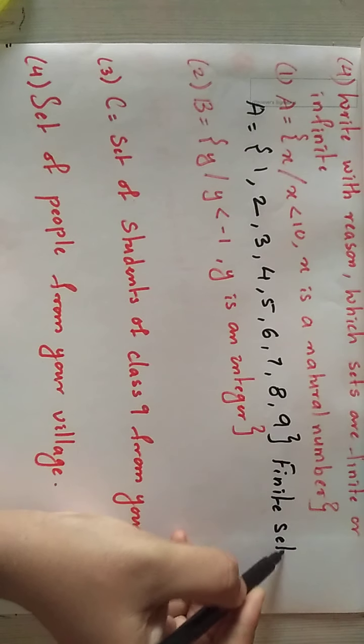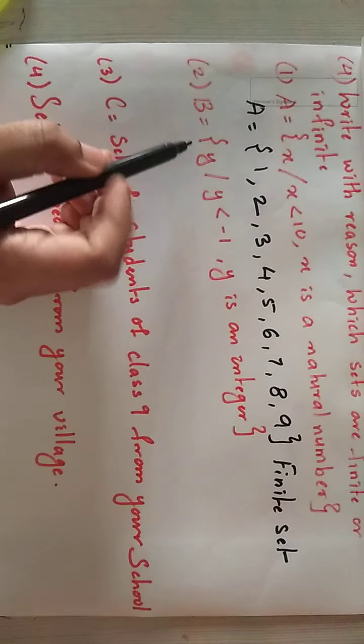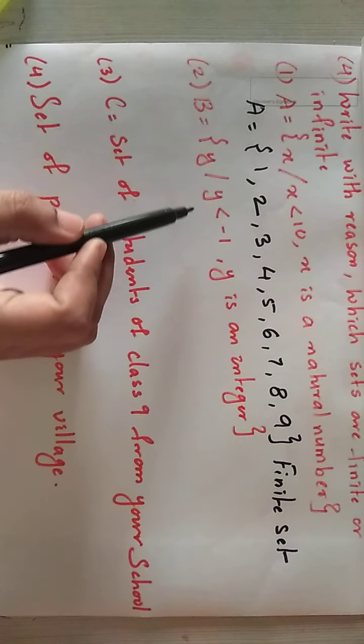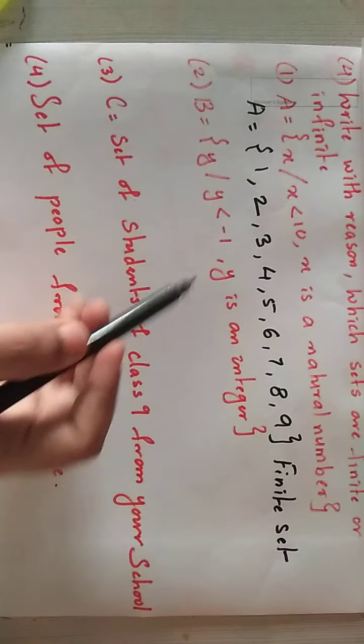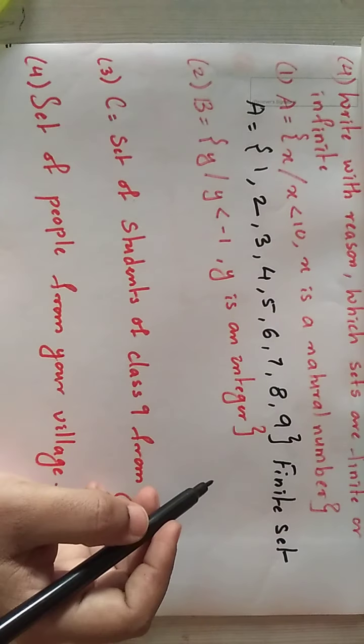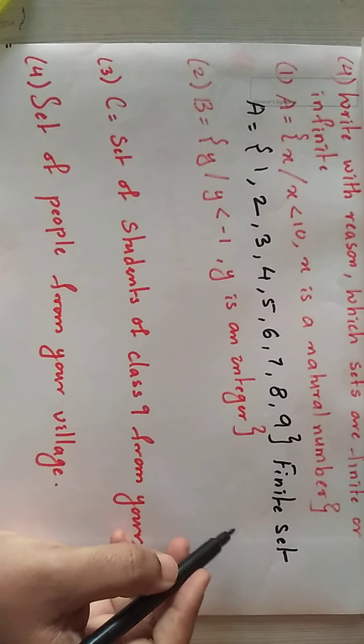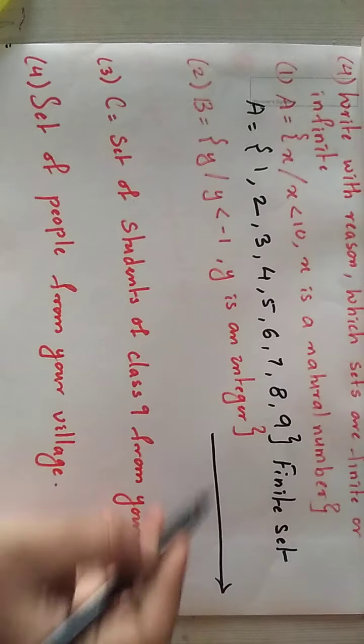So set A is a finite set. Now let's see the second question, that is B is equal to {y such that y is less than -1 and y is an integer}. We have already learned the integers. The integers are numbers on the number line which you have learned if you remember properly.